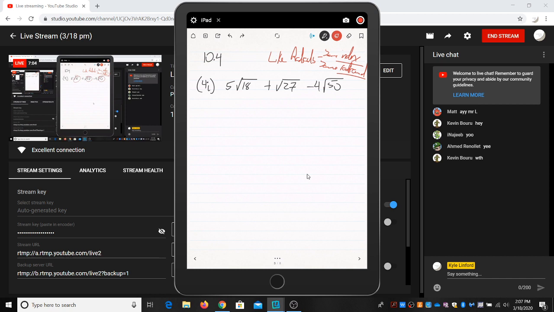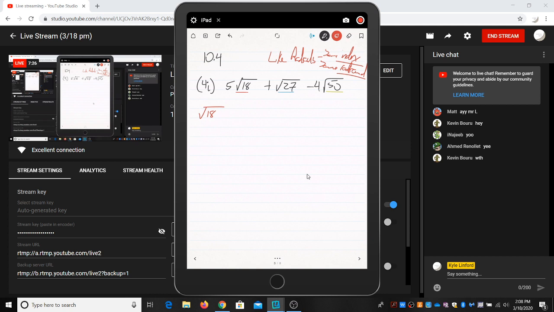I like to do this in separate colors, and I like to do this on some side work. So I'm going to break down 18 in red. I'll do 27 in blue, and I'll use green for 50. So I'll break these down separately. I just find it a little more organized in our work, especially when you get to those more lengthy problems.